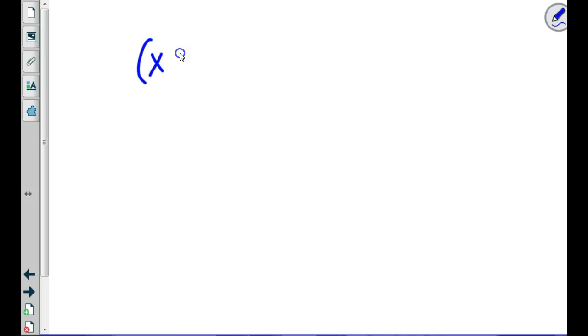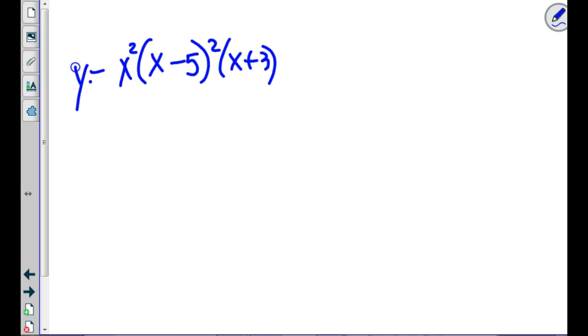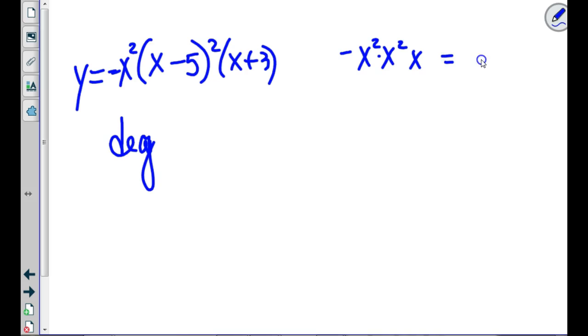If we had this equation, can you tell me what degree that is? This is a warm-up. Okay, I'm going to put a negative out here. So it is a negative. There's an x squared. This parenthesis, when you squared it, would have an x squared. This has an x. So it is a degree 5 with a leading coefficient of -1.